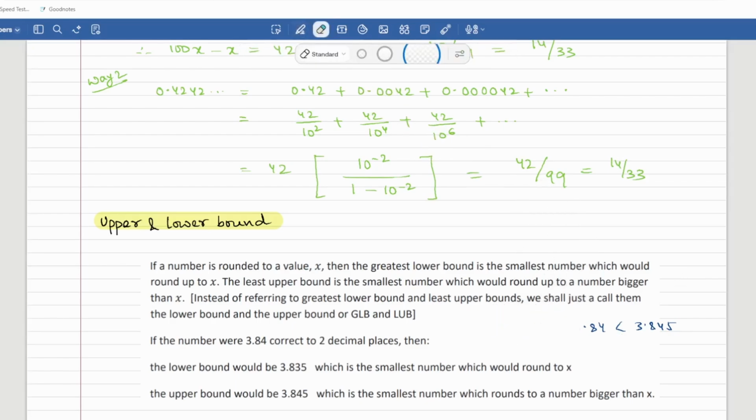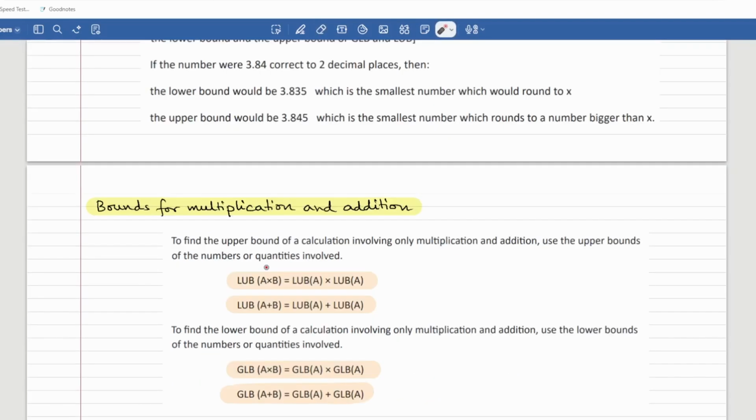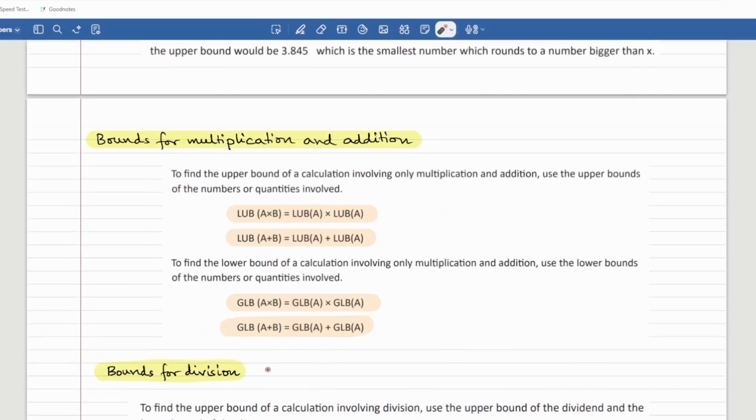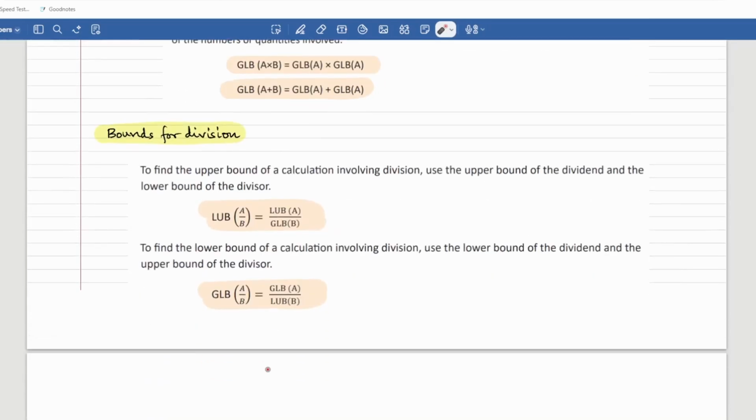There are multiple formulae relating to these concepts, so let us go over them one by one. Whenever you are multiplying two numbers that have their error bounds associated with them, you can multiply their corresponding upper bounds and multiply their corresponding lower bounds. When you are adding, you can do the same thing, add the corresponding upper bounds and add the corresponding lower bounds. Alright, let us look at a sum illustrating this. We'll do the bounds for division later.